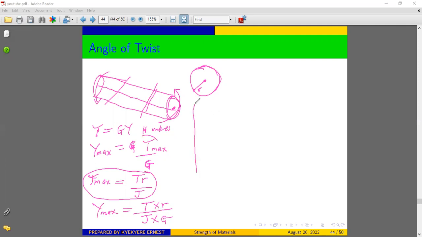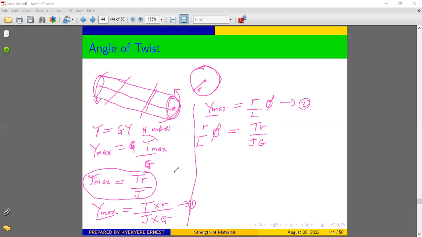We also stated that gamma max is also equal to the radius over the length of the shaft times the angle of twist. So this can be called equation 2, and we can call this equation 1. So since this is gamma max and this is gamma max, if we equate this point and that point, then we can say that R over L times the angle of twist phi is equal to TR over JG.